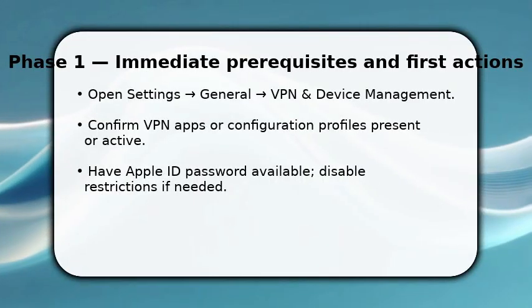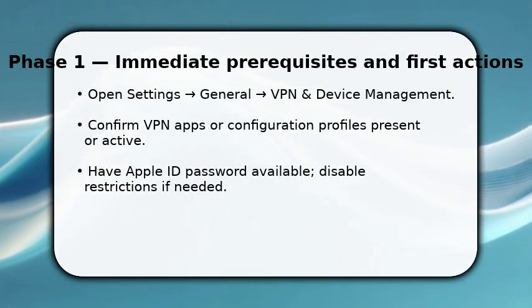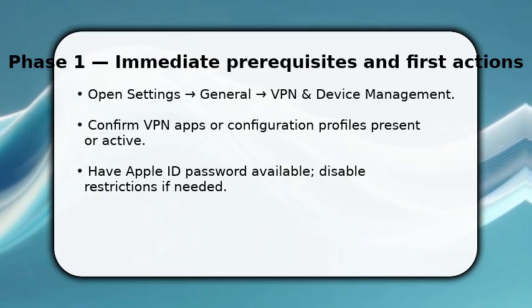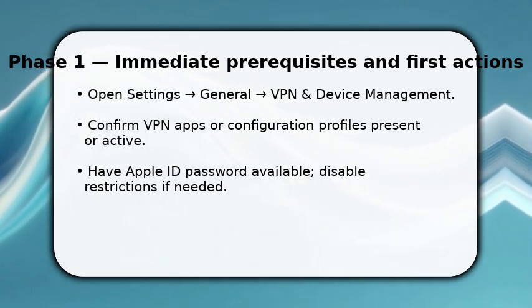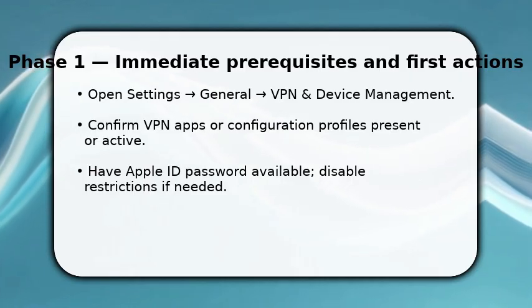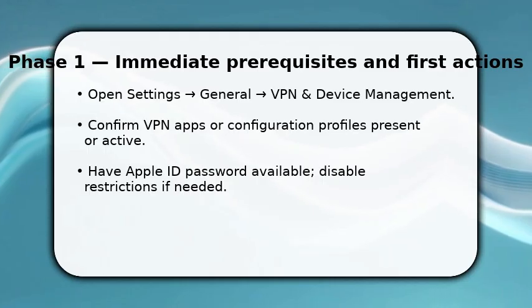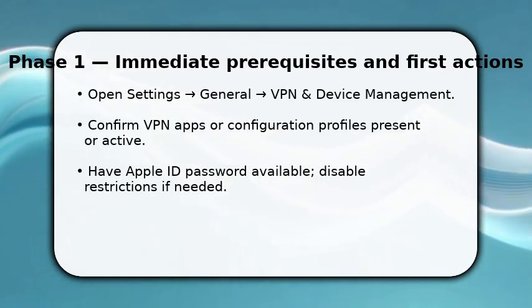You start by verifying what's acting like a firewall on your iPhone. Open Settings, go to General, then VPN and Device Management. This reveals configuration profiles and VPNs that filter traffic. If you see a profile or VPN app, tap it and note its name. This is what you will disable.